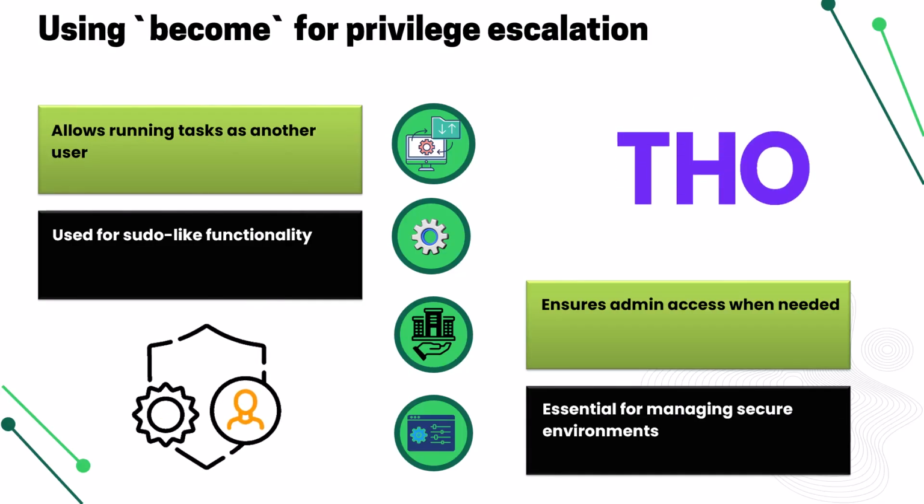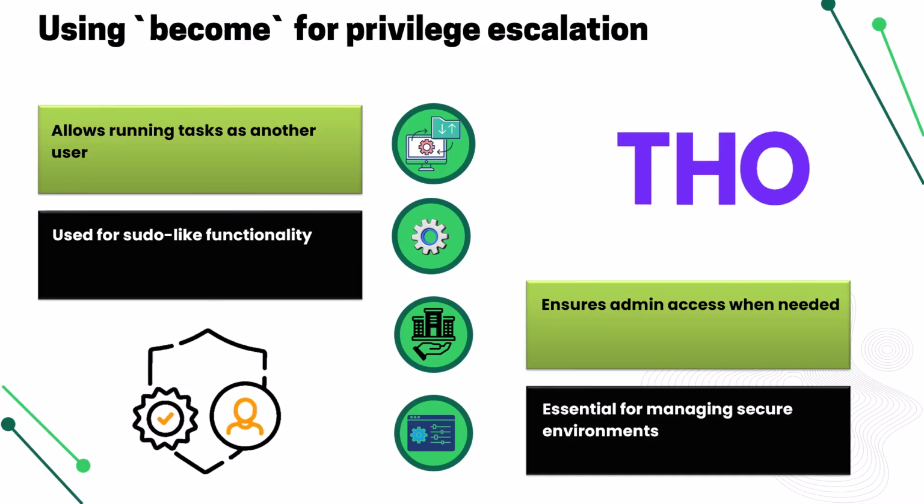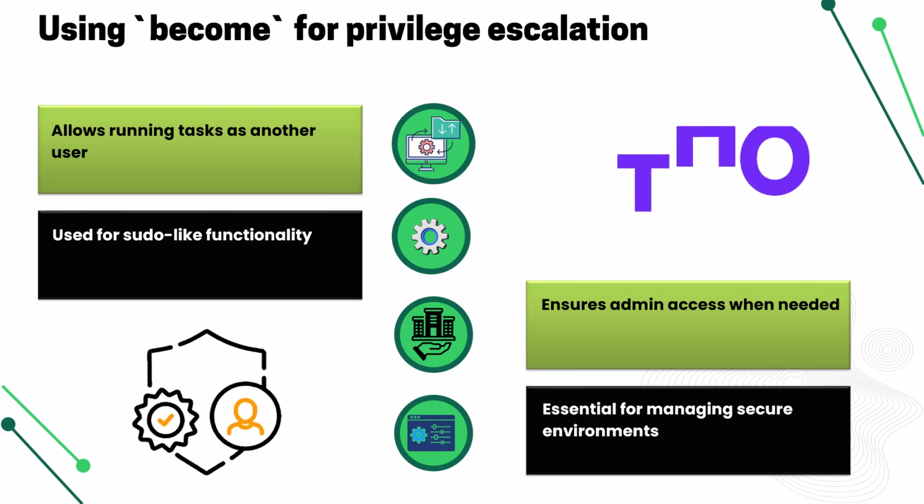Need admin privileges? That's where become comes in. It lets you escalate permissions when needed, just like using sudo. Without it, executing privileged tasks would be impossible. Think of it as your VIP pass. It gets you access where necessary.